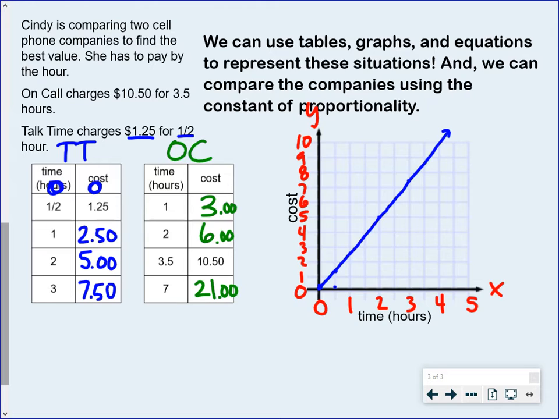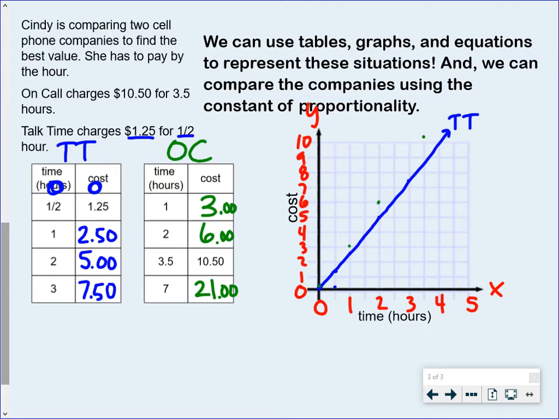Maybe she talks for 2 hours and 15 minutes, right? Okay, there's our talk time. Now let's graph on call. At 1 hour, it was $3, so that's pretty close. Again, I could also say 0, 0 is a point because I'm not going to pay for 0 hours. 2 hours to $6. 3.5 hours to $10.50. That's going to actually take me off the graph a little bit.